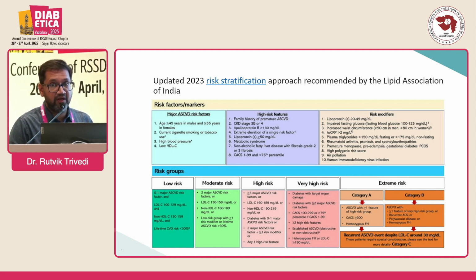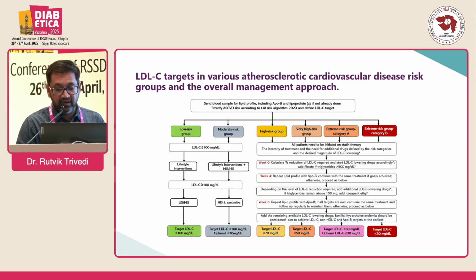Those patients who have ASCVD and a recurrence of the event in the first 2 years are category B, very high risk patients. And there is a certain group of patients where you try everything, you lower the lipid to less than 30, and still they have an event. These are the patients called category C, extremely high risk patients.